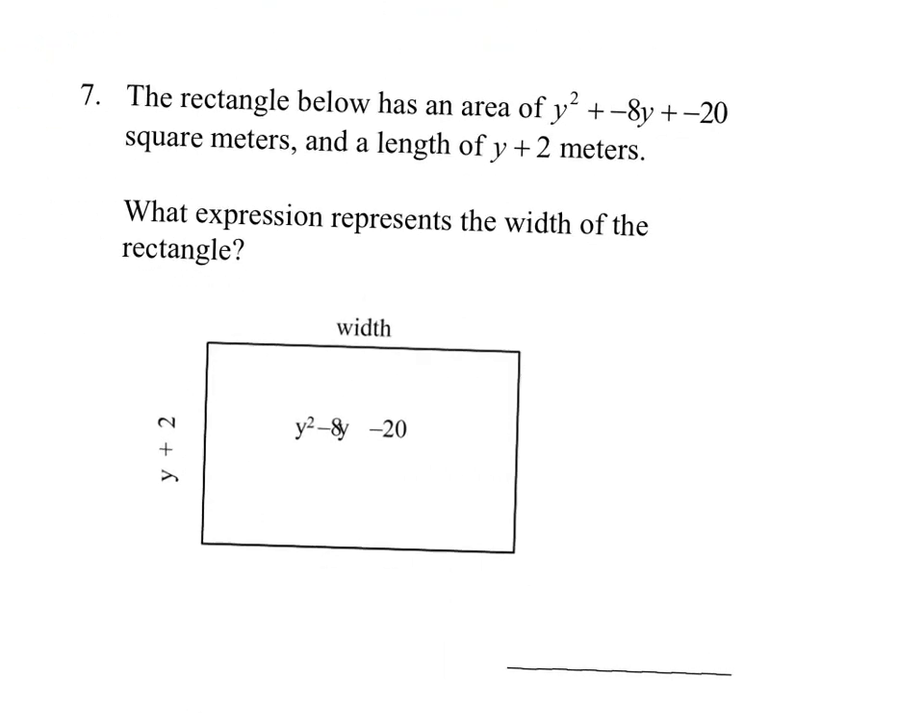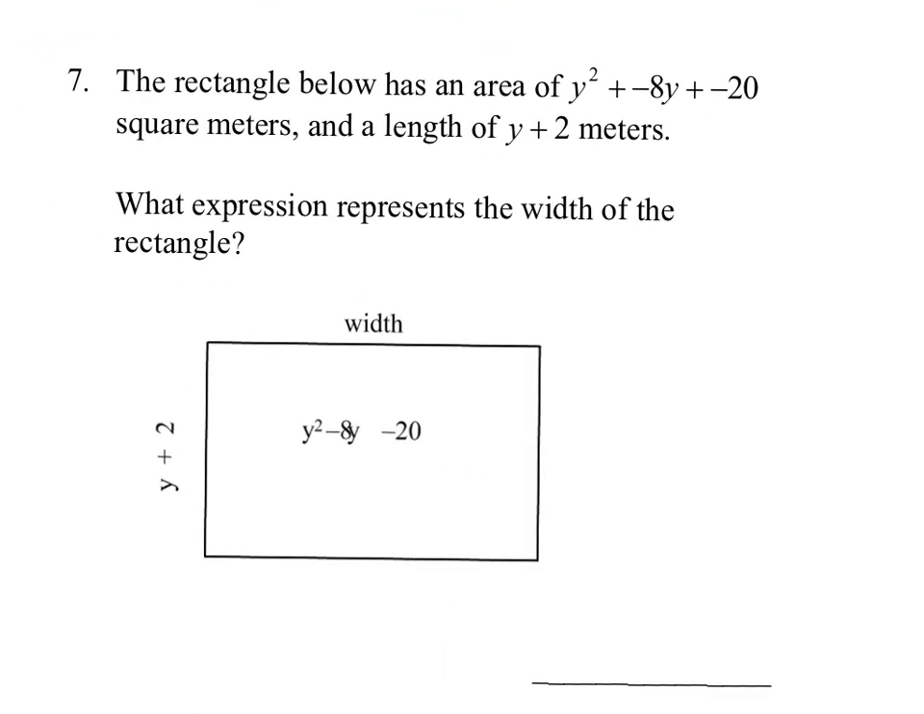Okay, one more question here. It kind of prints a little bit weird, but they have the same information here. They're telling us the rectangle below has an area of this. The plus doesn't really matter. It's just like saying plus a negative, which is what we write here in the box. So just know it's like saying y squared minus 8y minus 20. Those mean the same thing. That's the area of this rectangle. Then we have a length over here, y plus 2, and we want a width.